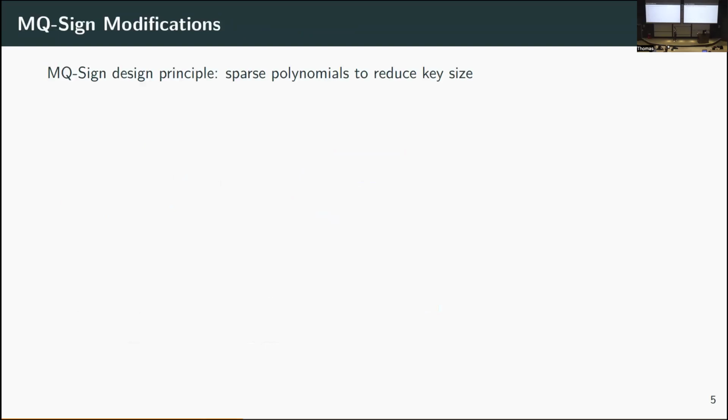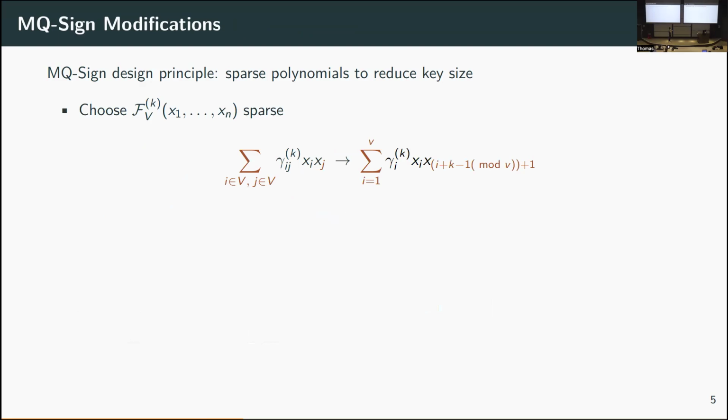Okay, so far I've been only talking about UOV. Now what is special in MQSign is the usage of the sparse polynomials to reduce the key size. We had these two blocks, first the vinegar block and then the vinegar cross oil block. For the vinegar block, the designers of MQSign do not allow coefficients for all monomials, but they fix this. They only allow V coefficients, and they take this index independence of the number of the polynomial as well.